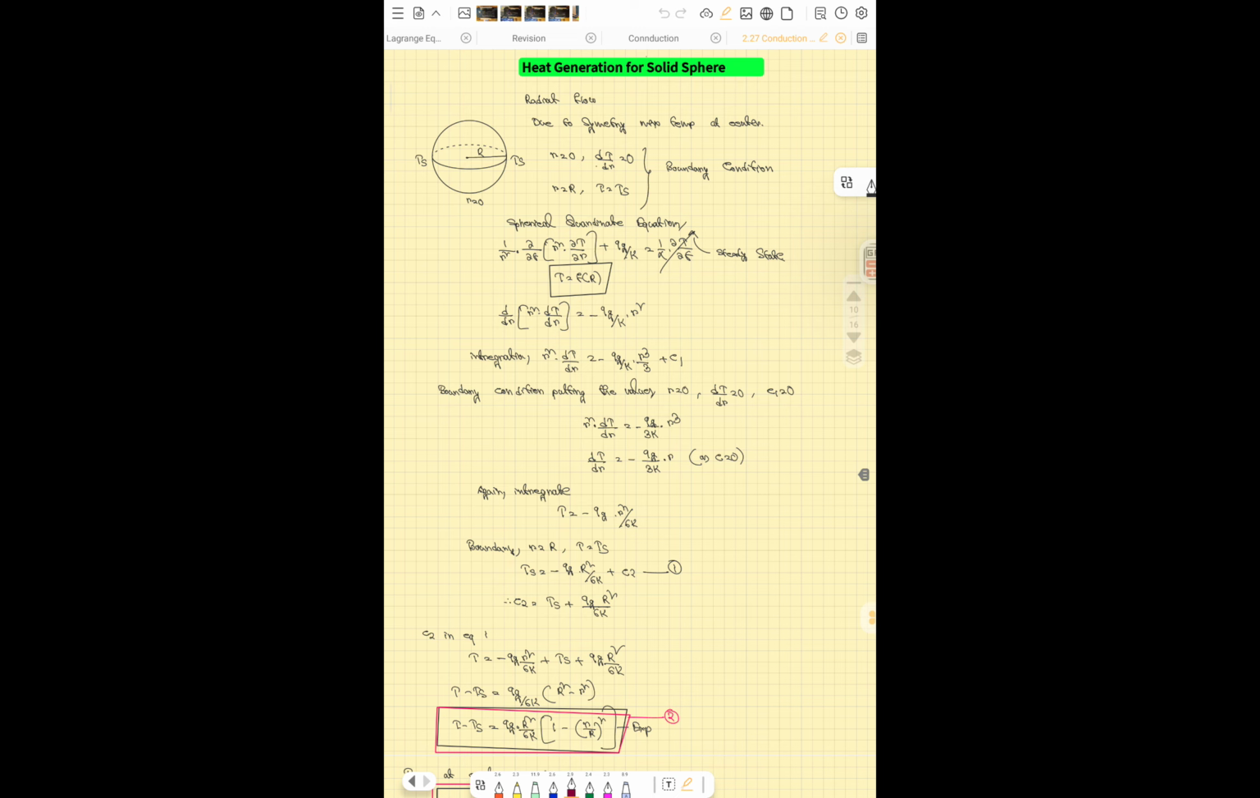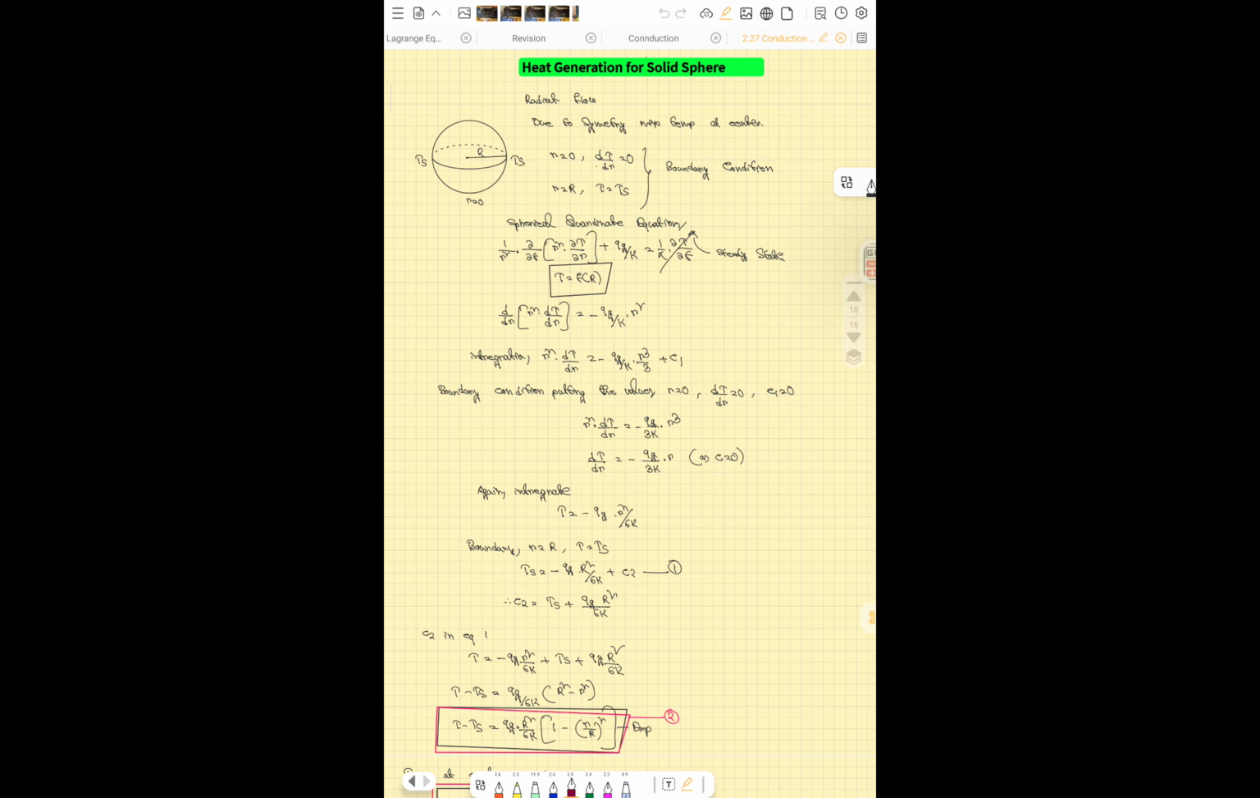After integration and doing all things, the C1 value is coming as 0. C1 is 0. And the C2 value we are calculating and getting as Ts plus Qg into r square by 6k. Yes, all these, equations 5 and 6, are for the transient equation and also the conduction equation. Just write those down on a side paper, and that will be helpful. Otherwise you have to remember all these things. It is very important. So T minus Ts equal to Qg into r square by 6k, into 1 minus r square by R square.